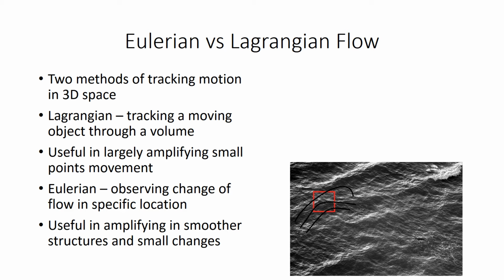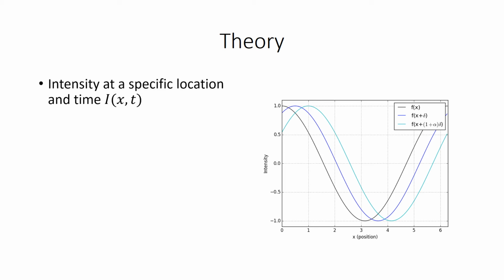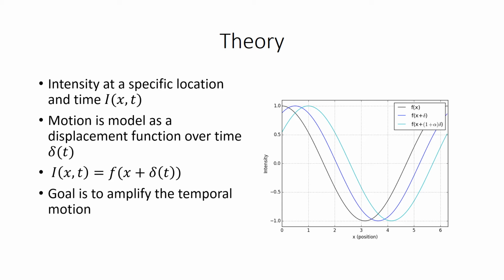Here we have a 1D example of the math used in this method. Intensity can be modeled as a function of both location and the time, and the motion of an object can be modeled as a displacement due to the time. So, the goal of video magnification is to amplify this displacement, making the intensity be much greater than the original.